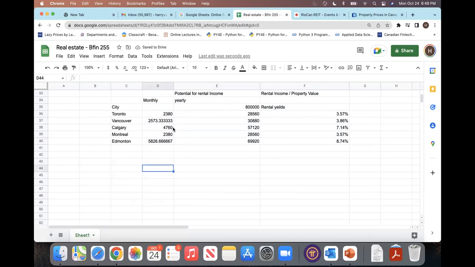So just to visualize, if you buy a place of $800,000, maybe in Calgary you might get even 3 or 4 condos in it, because the condo prices are somewhere around 250. You can easily get a 1 bedroom apartment. In Toronto, forget about anything, you might just get one. So that's a big difference. In Toronto, you get 2380 on average. In Vancouver, 2500. Calgary, 4760. At Montreal, 2380. And here in Edmonton, you might get 5826. So rental yields make a huge difference when you're investing in real estate.